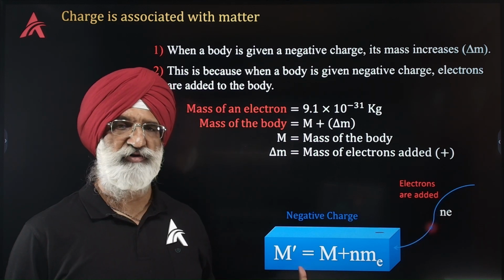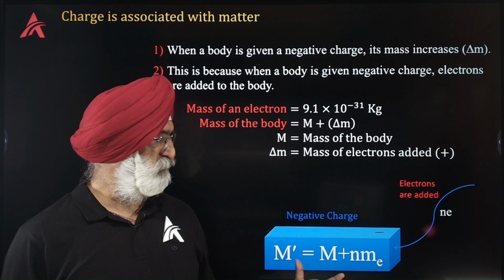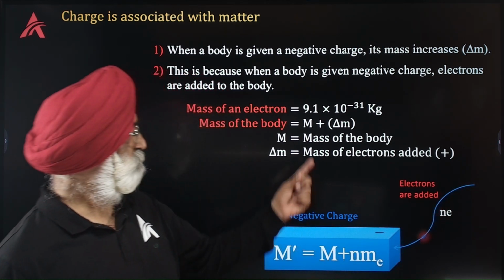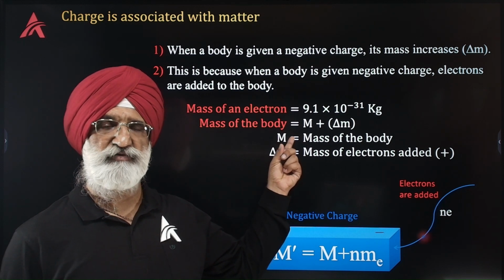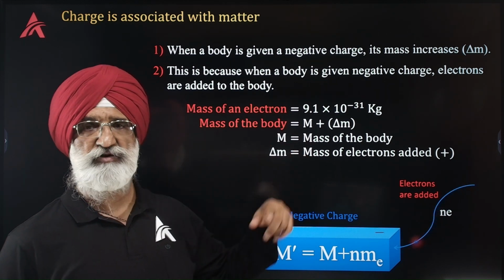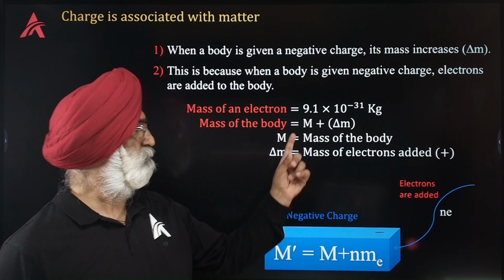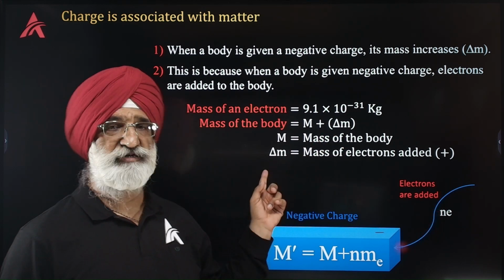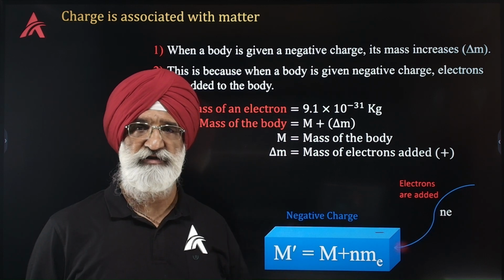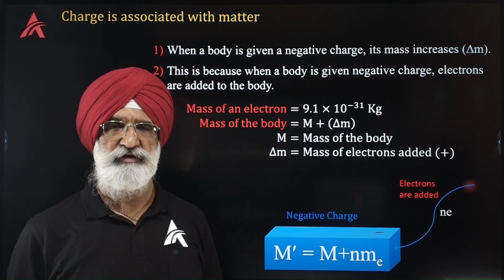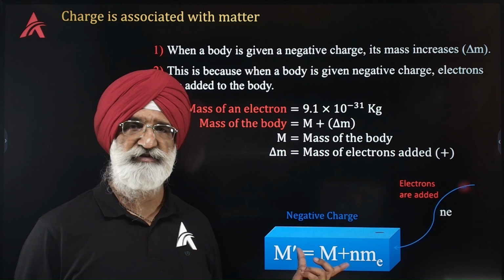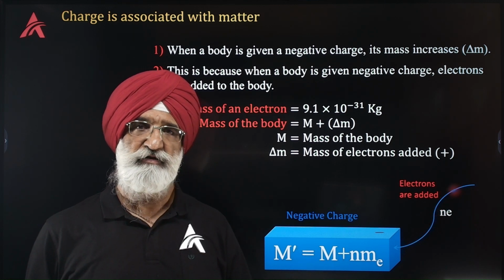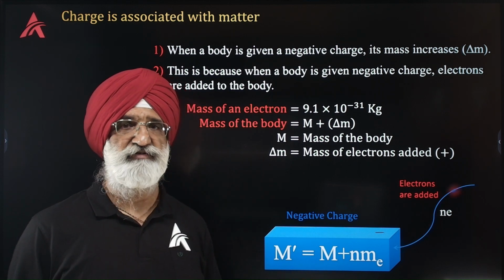Here, this body is negatively charged, which has been created by adding electrons to that body. If earlier the mass of this body was m, now the mass of this negatively charged body will become m plus delta m. Delta m corresponds to the mass of the electrons which has been added to that body. It means the mass of the negatively charged body will be more than the mass of the neutral body from which this body has been created.